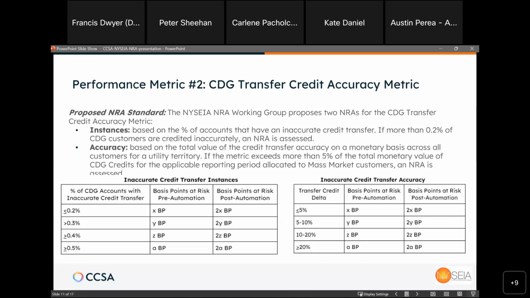And then there is a second metric for the accuracy. This would be based on the total value of the credit transfer accuracy on a monetary basis across all the customers. So if this metric exceeds more than 5% of the total monetary value of CDG credits, especially for mass market customers, an NRA would be assessed. So this is really looking at the overall value in monetary terms of the credits that are applied on a customer basis. And then we have on the right-hand side, of course, the various tiers for when we'd see an NRA actually be applied.